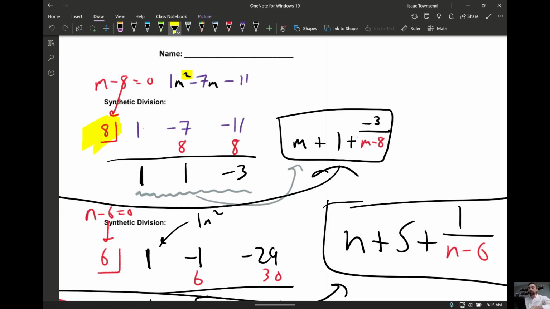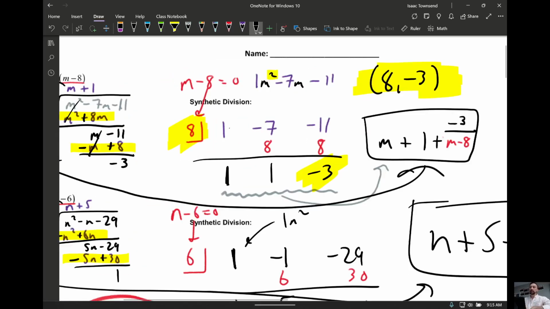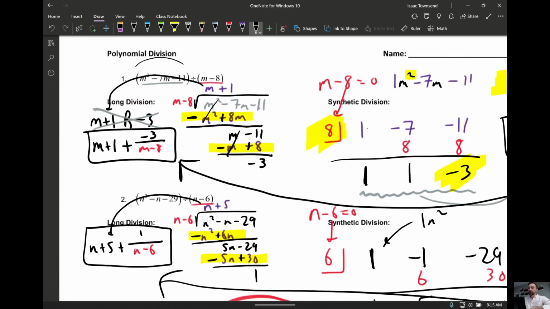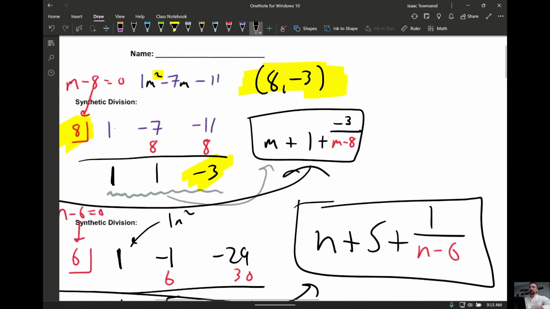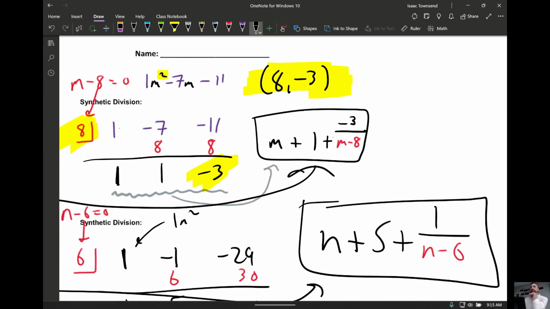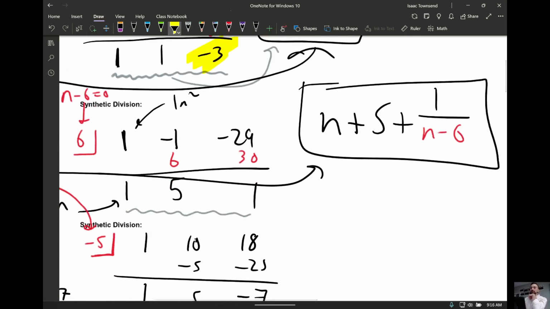If you pair up what you divided by and the remainder, that tells you a point on that graph. So I have no idea what that graph looks like, without a lot of work. But since I'm doing this synthetic division for something anyway, it guarantees me that 8, negative 3 is a point on the graph. Over here, that function would have to have a point at 6, 1.